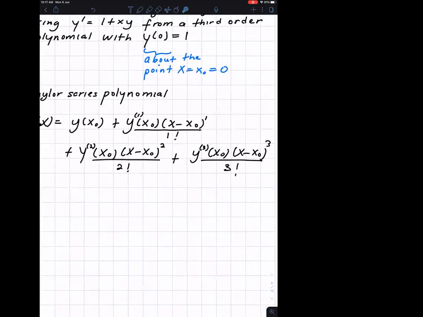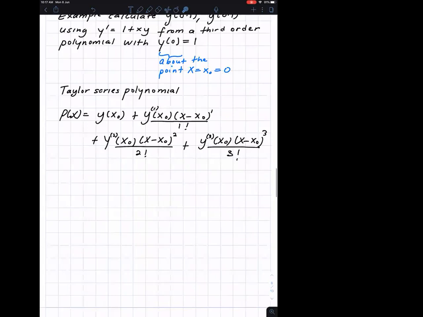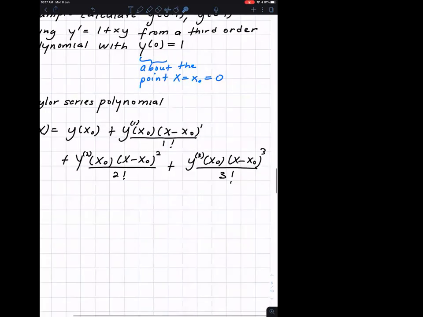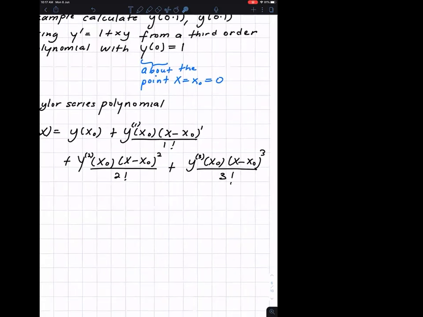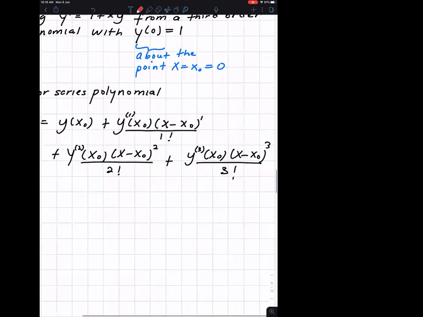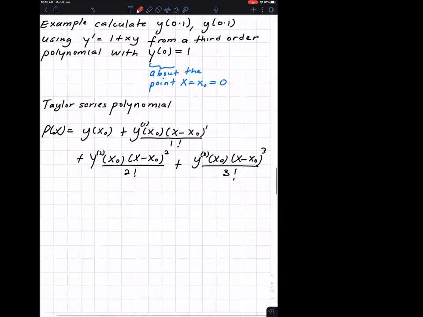So make sure you write the formula correctly first, because in this problem we are going up to a third order polynomial. So I must have up to the third order polynomial right here. If it says a second order polynomial, then you don't have this. But now it's a third order polynomial. Any questions so far? No, sir.